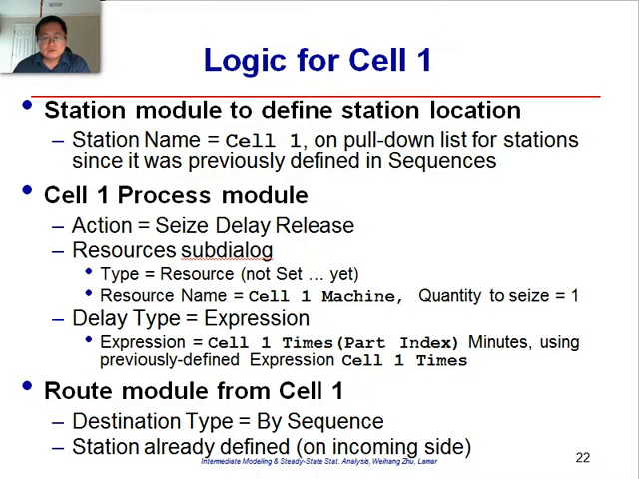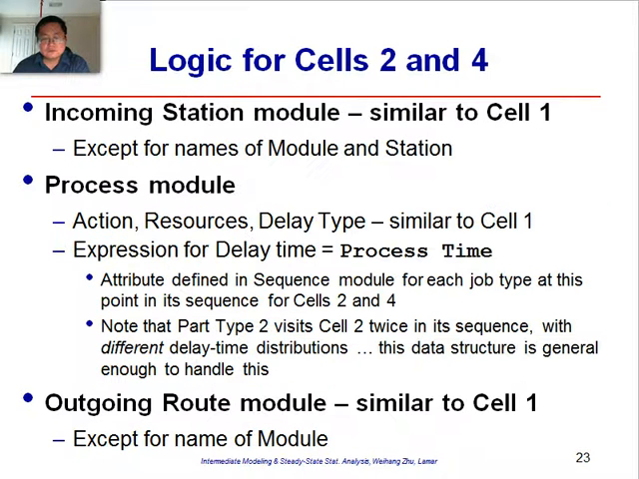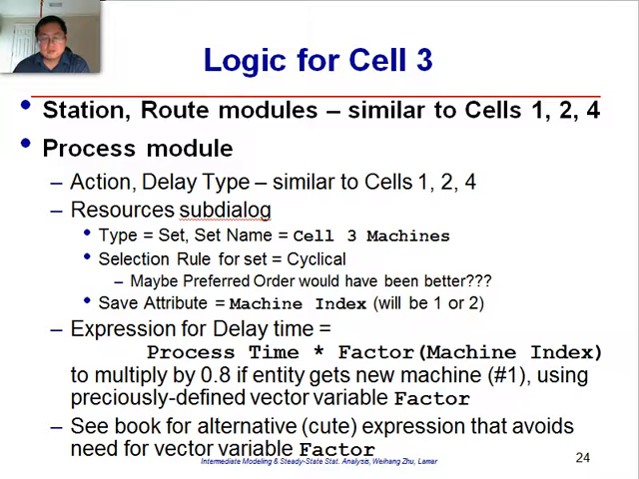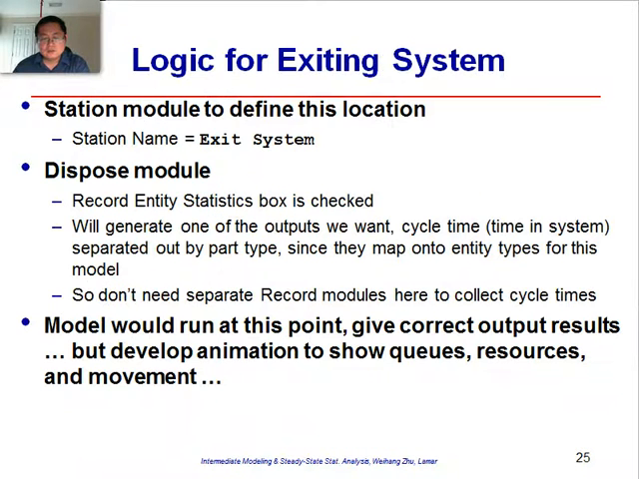Cell 1 uses a station, process, route combination. For delay time, it uses the expression cell 1 times, as we discussed earlier. Cells 2 and 4 logic are similar to cell 1. For delay time, they use process time, an attribute of the sequence step. Cell 3 logic is similar to the other cells. For delay time, as we have discussed earlier, we need to use a factor variable to model 2 different machine speeds. Finally, we need to have an exit station to indicate the end.